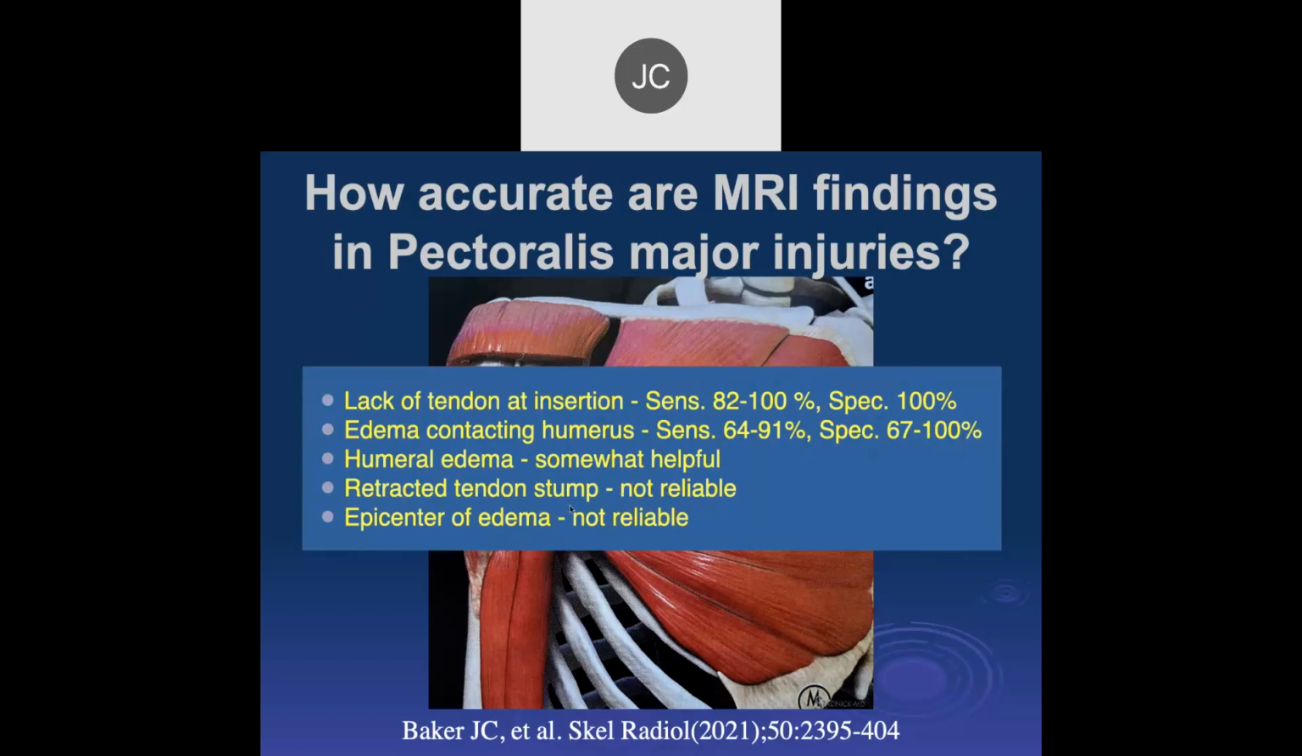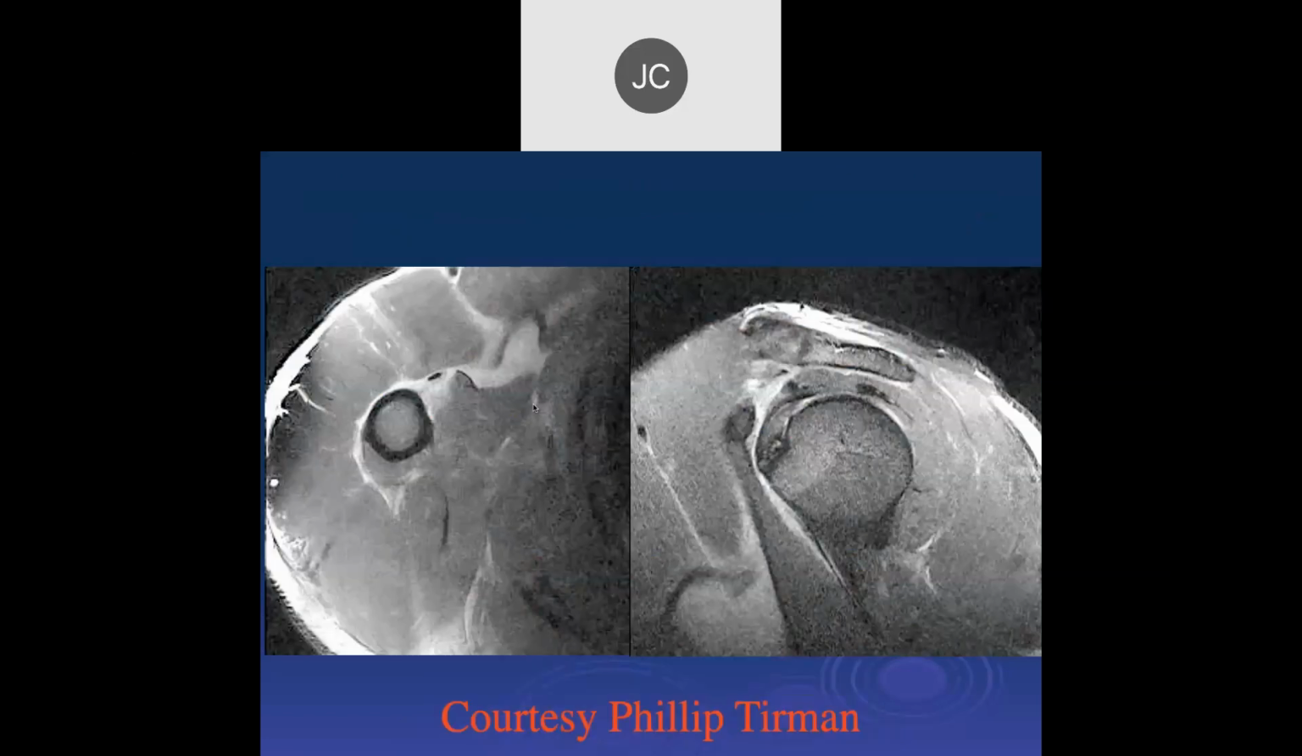So basically, if you can't see the tendon insertion anterior to the biceps and the proximal humerus, that's a reliable sign that you're dealing with a tear, and if that's the case, they're almost all reparable. Okay.